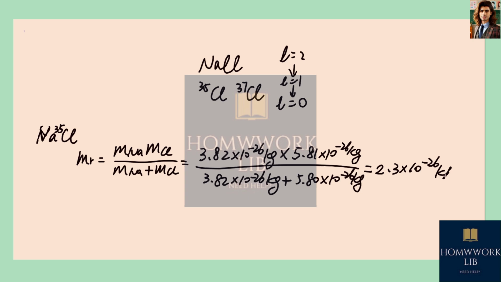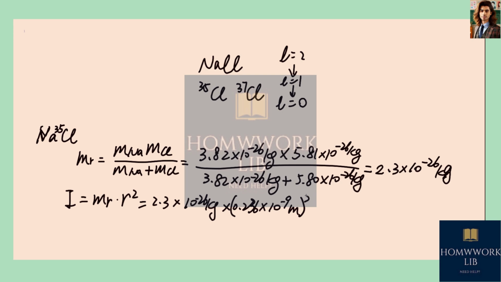And then, knowing that, we will be able to find the moment of inertia. The moment of inertia is reduced mass times the distance between the two atoms squared. So 2.3 times the distance, which was given to us in the question, equals 1.28 times 10 to the negative 45 kilogram meter squared. So this is the moment of inertia.